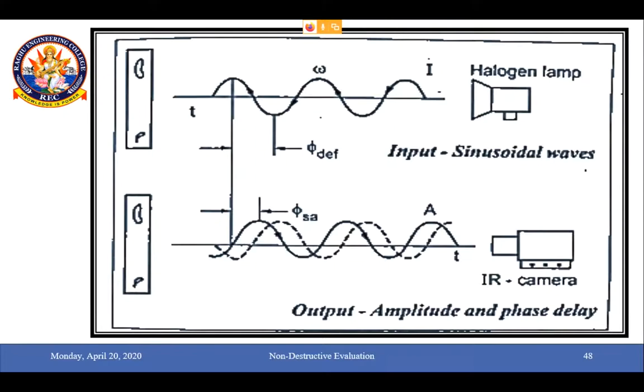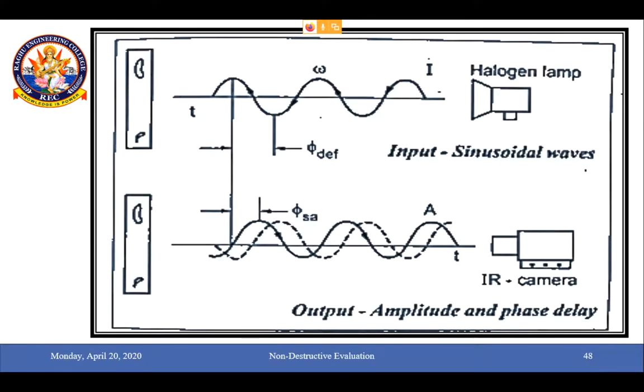So here in this slide, what I wanted to show you is that there is a halogen lamp, and from this halogen lamp, there is a sinusoidal wave that has come out. And here in the diagram, above is your input sinusoidal wave, and below in the diagram you can see the output amplitude and phase delay. This delay is caused because there is a defect in the specimen.